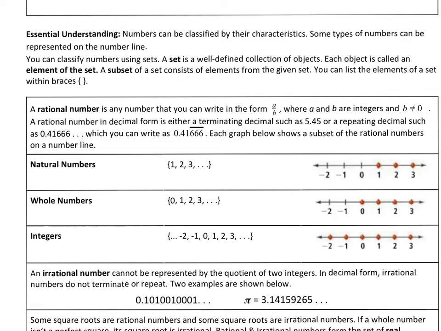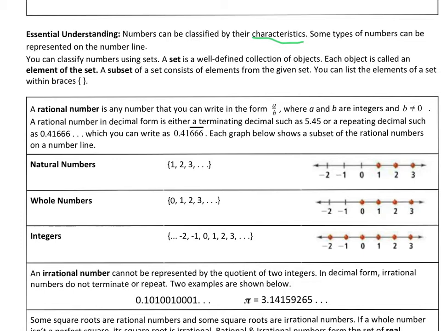Okay, so here I have the start of video 2 for this lesson, and we are going to shift gears to classifying numbers, different types of numbers. We can classify numbers by their characteristics, just like we can classify pretty much anything by its characteristics. Some types of numbers can be represented on the number line, just a number line with integers on it. And then we can classify numbers using sets.